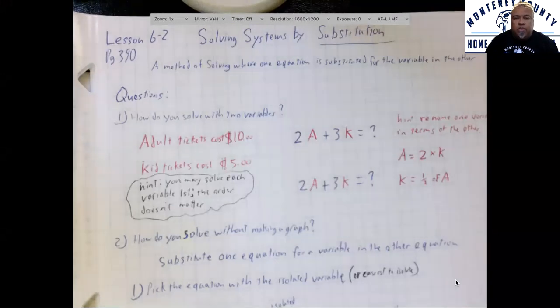Anyway, so we're in lesson 6.2 right now. It's on page 390 if you have your textbook with you. It's solving systems by substitution. Now, in the first lesson, I taught you how to solve a system, just so you can see all the words, by, what's it called? Oh yeah, by graphing.